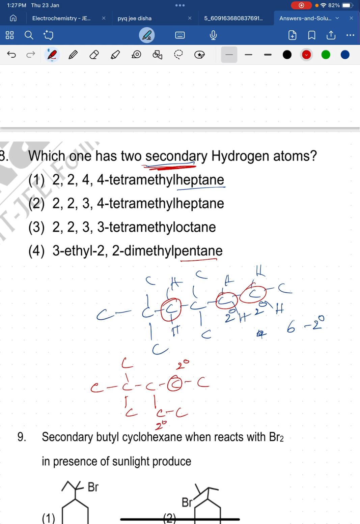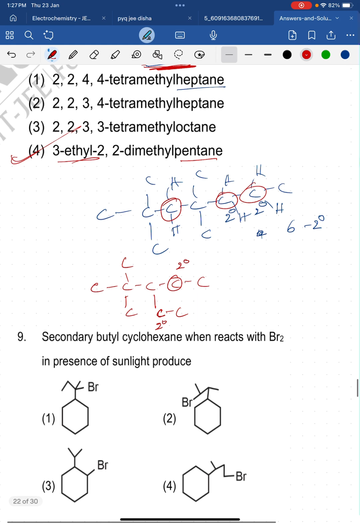Ethyl only, they have given. See, 3-ethyl, third position ethyl. This is 3-ethyl pentane. It also has 2, right? And here 3, not possible. So I think the secondary-hydrogen-containing carbon count is correct for this question. In the case of this one, 2 carbon atoms containing secondary hydrogen means this is the answer. So it may be a little bit of a print mistake.